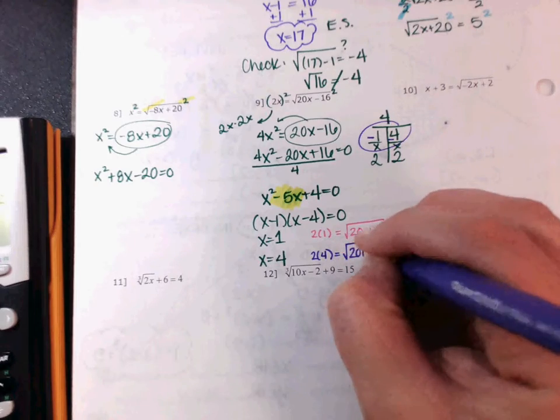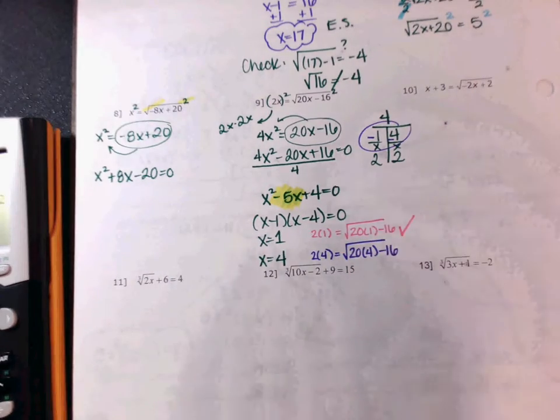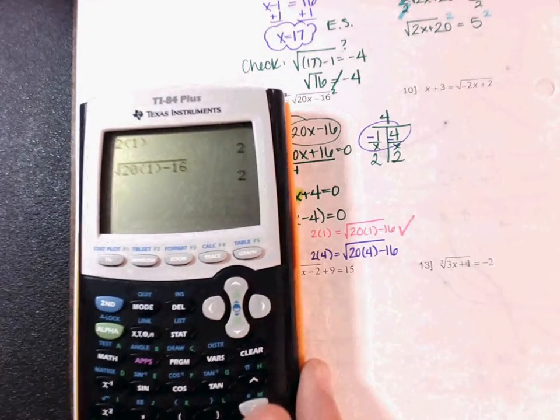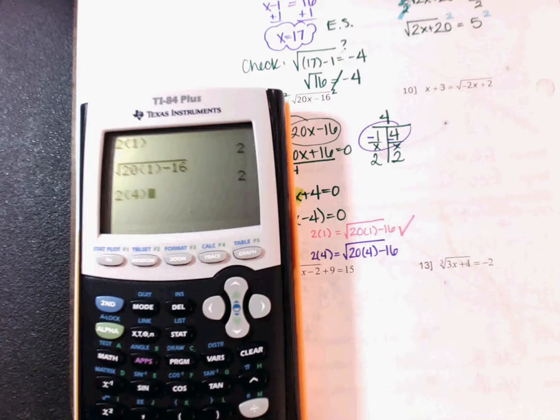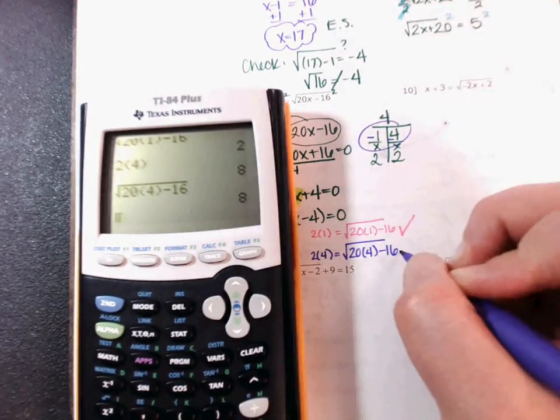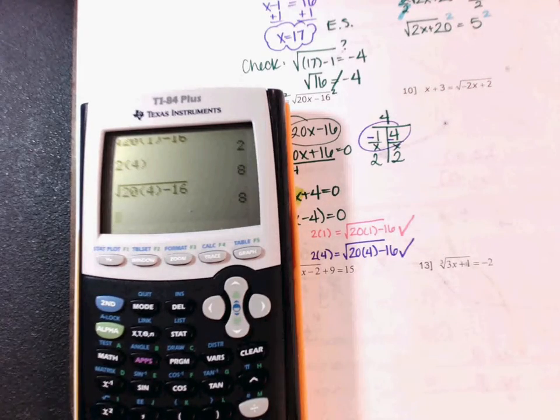20 times 4 minus 16. And then remember, you just type both sides in, see if they come out the same. If they do, it's normal. If they don't, it's extraneous. So 2 times 4 is my first side. 20 times 4 minus 16 under the square root is my second side. So I got 8 on top, 8 on bottom. Is it good? Yeah. You're close though. Oh, good. Okay.